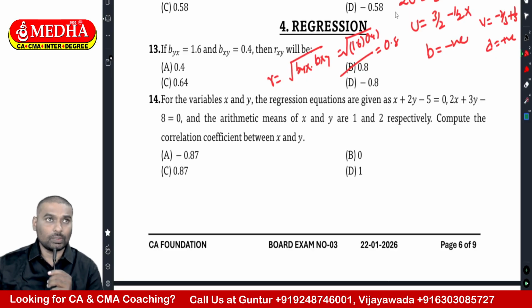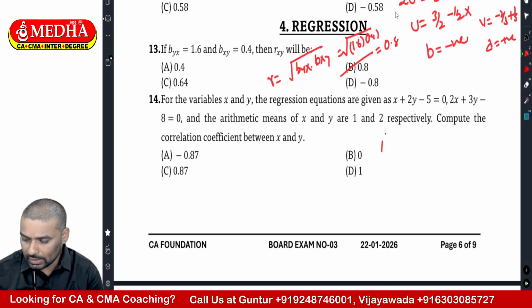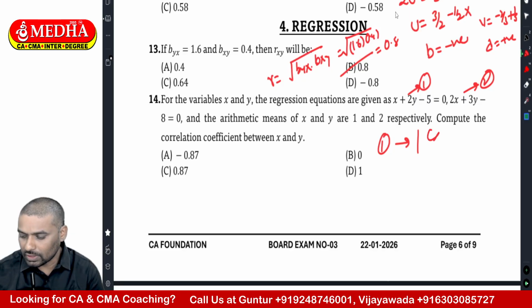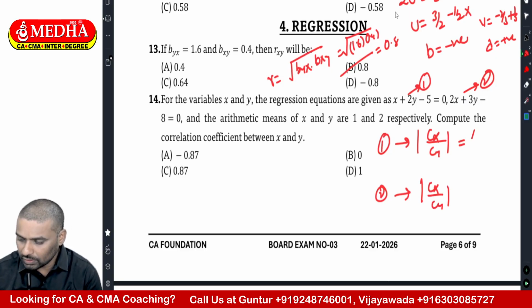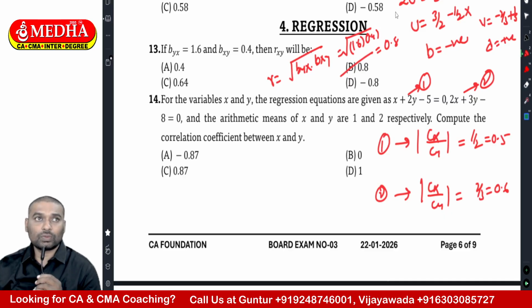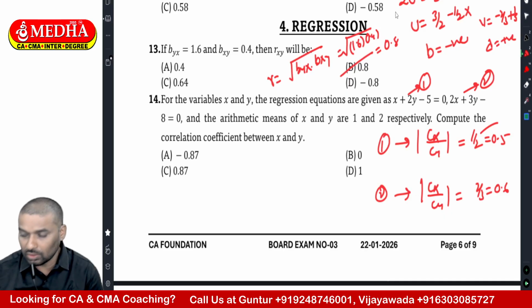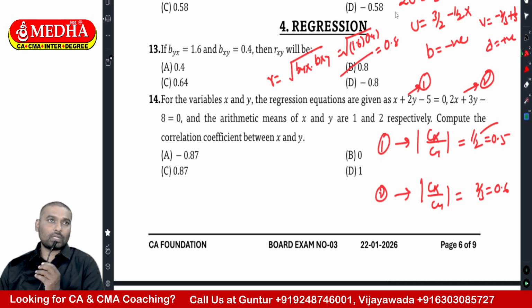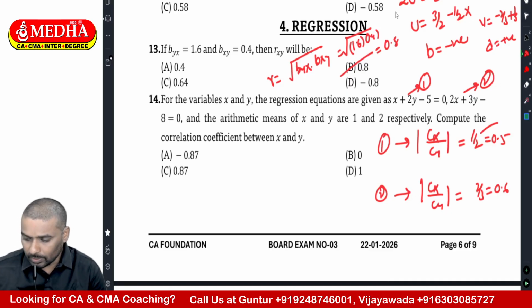Next one, if the variables x and y regression equations are given, arithmetic means are given, calculate correlation coefficient. First of all, we assume that this is the first equation, this is the second equation. For the first equation, modulus of cx by cy, for the second equation modulus of cx by cy. First equation modulus of cx by cy is 1 by 2, that is 0.5. For the second equation 2 by 3, that is 0.6. After calculating these two values, now compare these two values. Between these two, this is the least value. Least one is y on x, then the other one is x on y. That means first equation is y on x, second equation is x on y.